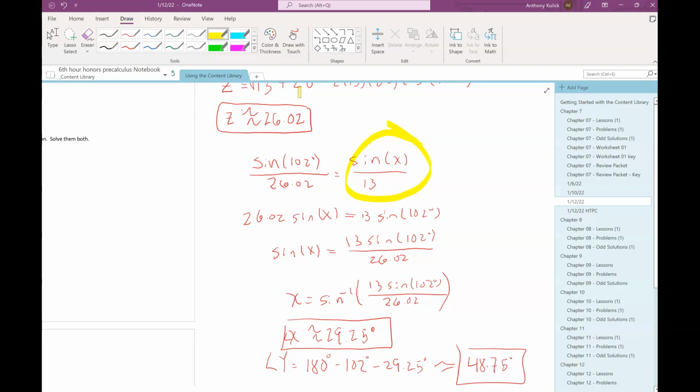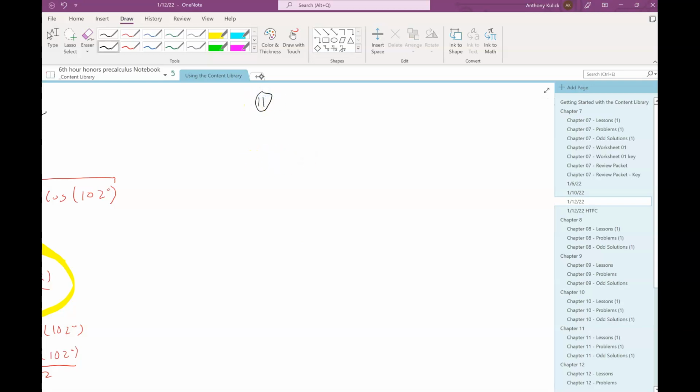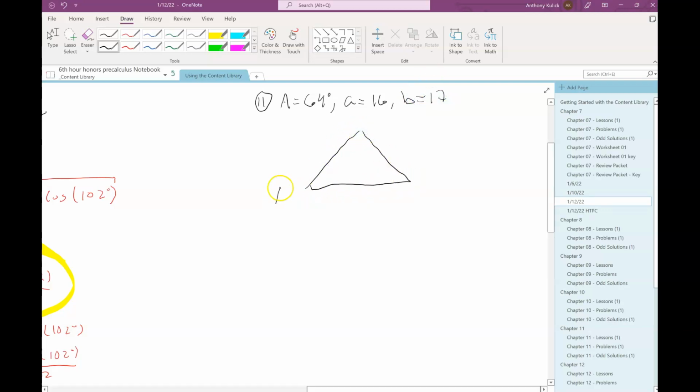Sure. So 11 is a two triangles problem. So I'm not going to do any of the analysis here because we're told that there are two triangles. So I don't have to worry about that. So I'm just going to start by drawing and labeling a picture.